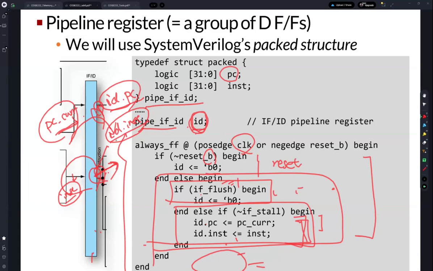You can design other pipeline registers like this, okay? So signals are given to the pipeline registers, and then on the rising edge of the clock, the signals are propagated. Which means the outputs of the pipeline registers are updated by the inputs of the pipeline registers on the rising edge of the clock. Okay.